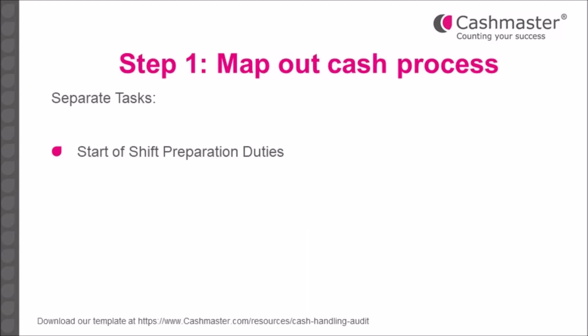So we typically start with looking at the daily cash management tasks. How many different processes do you carry out every day? You're going to write them down. The tasks that we generally see might include some of these. So start of shift preparation duties. What do you do when the shift starts? Easy enough. Cash lift, pull, or skim count. When does this happen? How often does this happen?